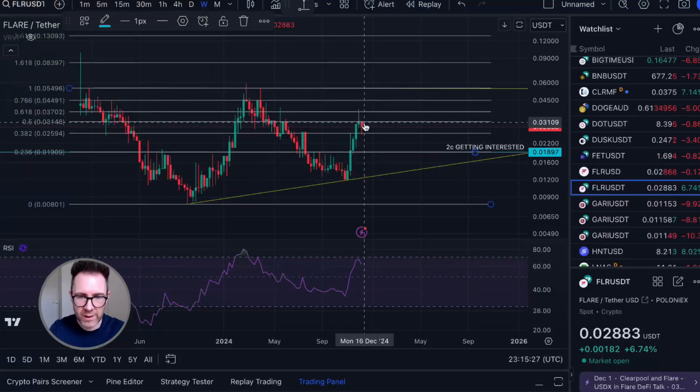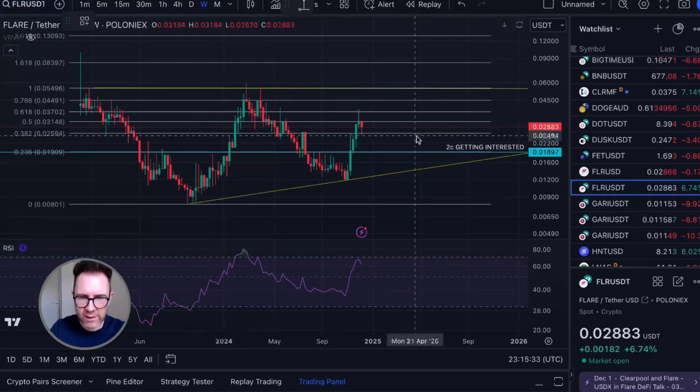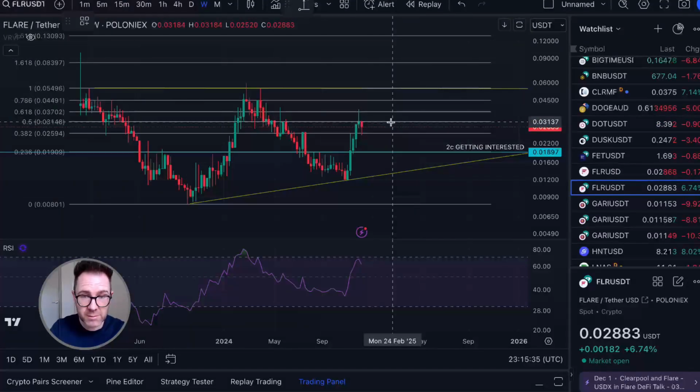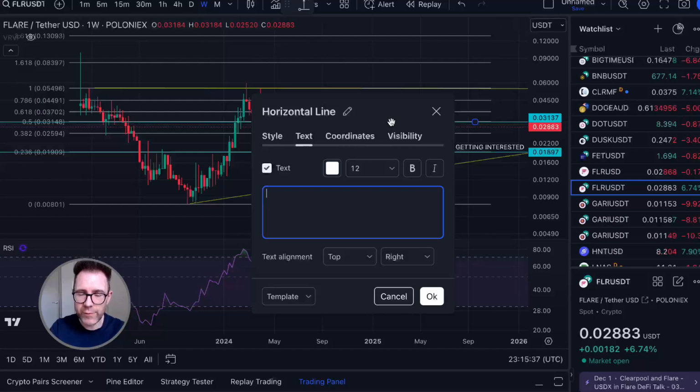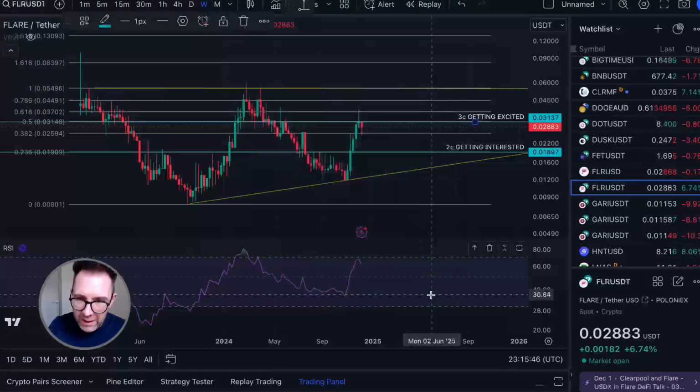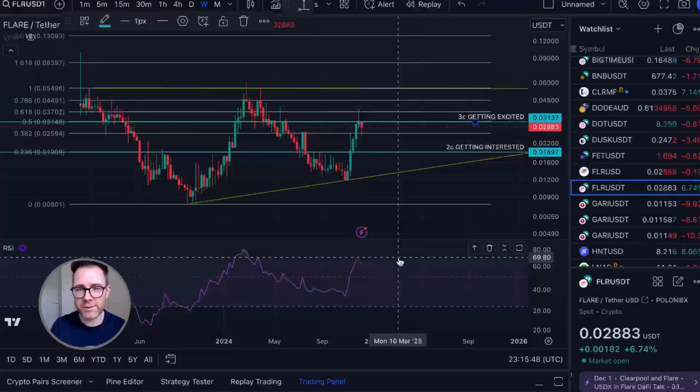Let me have a look. I think for me, it is here. Yeah, no. So we're not over the getting excited line just yet, okay? It doesn't mean you shouldn't be in it, okay? For me, I'm going to have it as 3 cents. 3 cents getting excited. We need to get over this level for me personally. Again, this is my personal view.